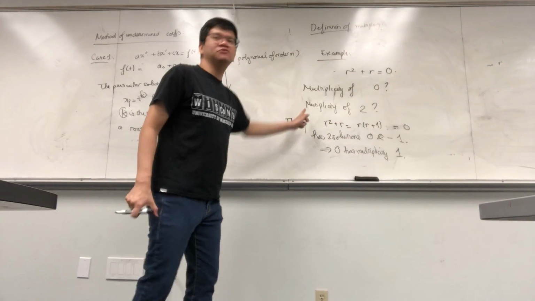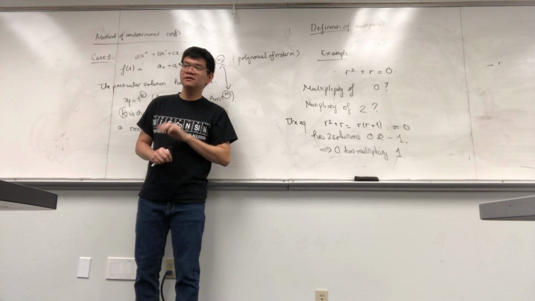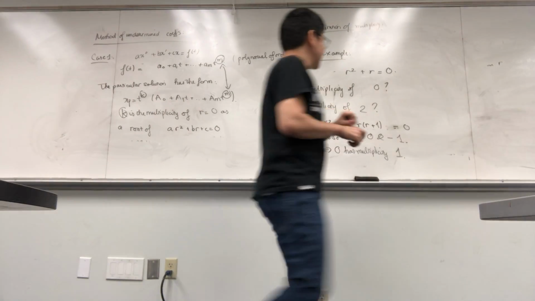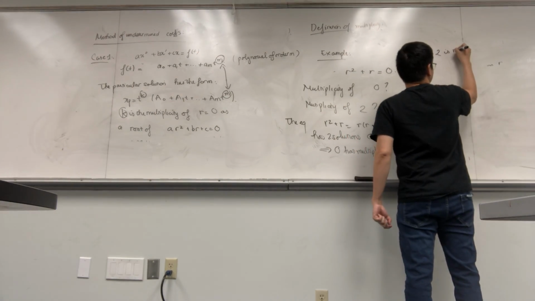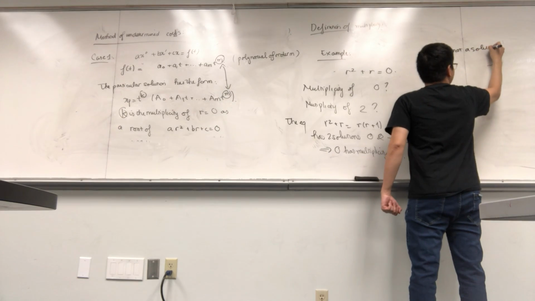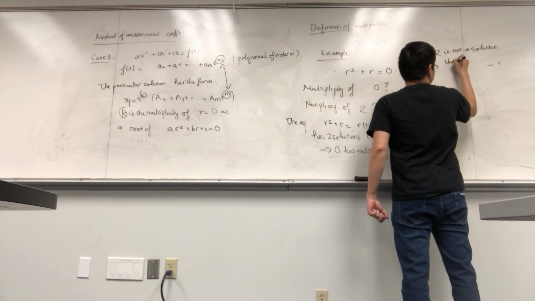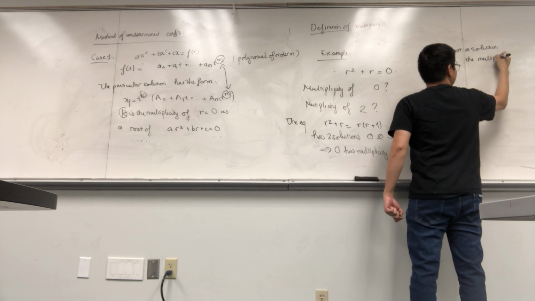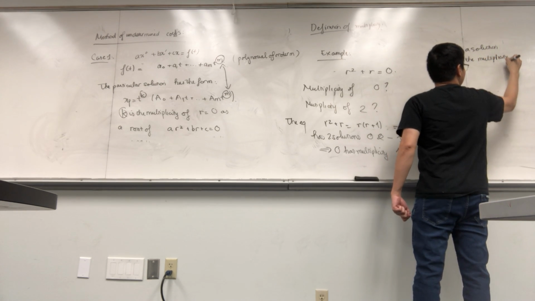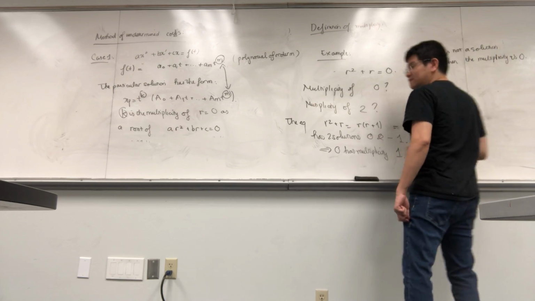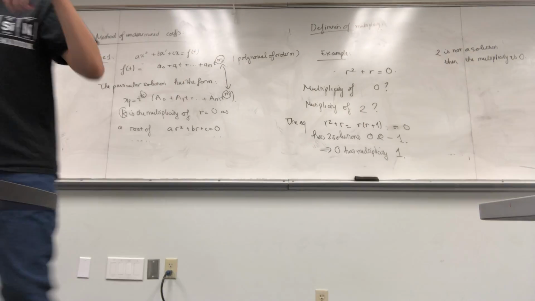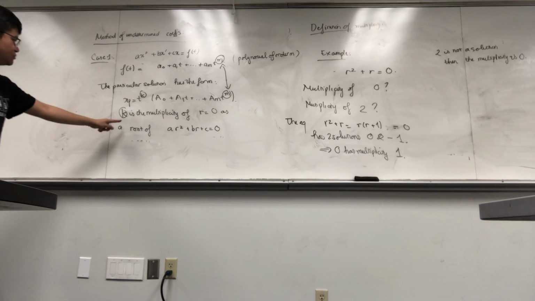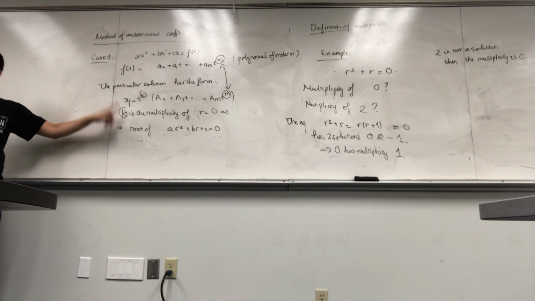So what is the multiplicity of 2? 2 isn't a solution, so you have a multiplicity of 0. So 2 is not a solution, so the multiplicity has to be 0. Is it clear? So this is how you determine this case. All right, so this is the general method.